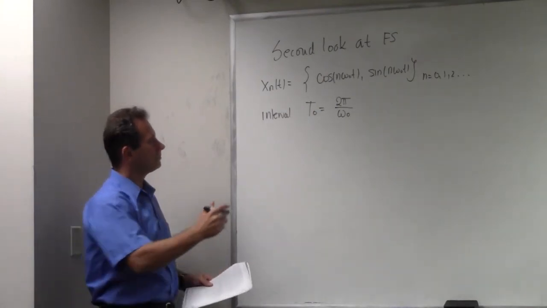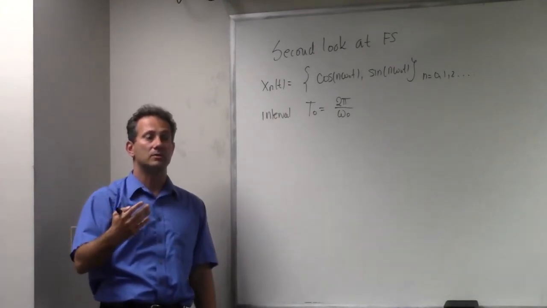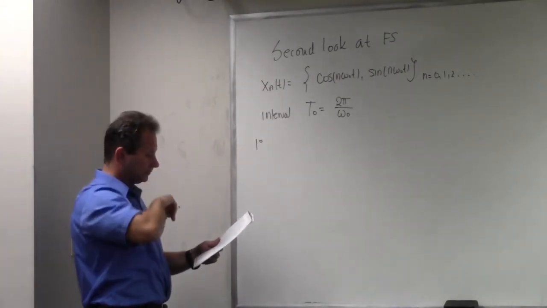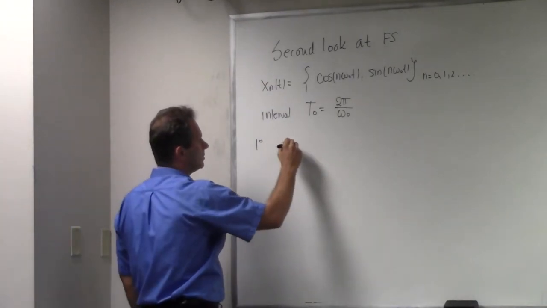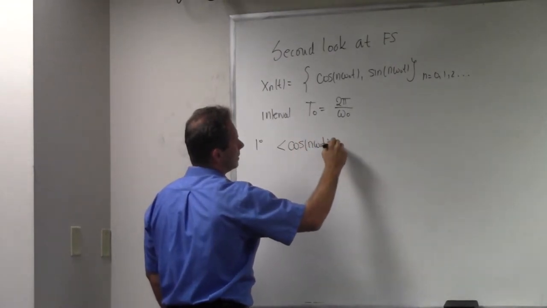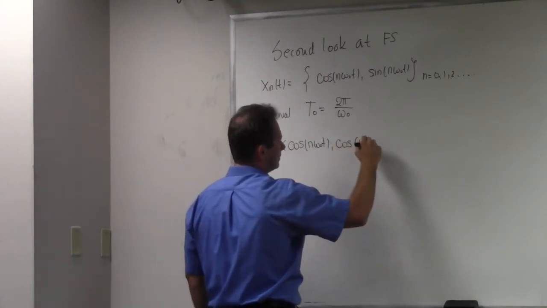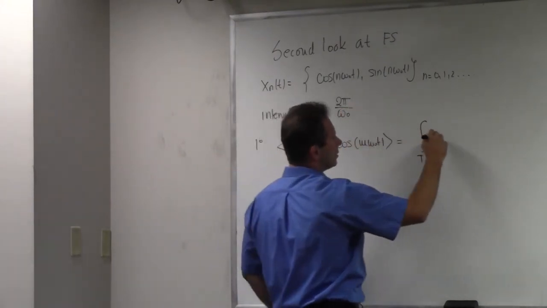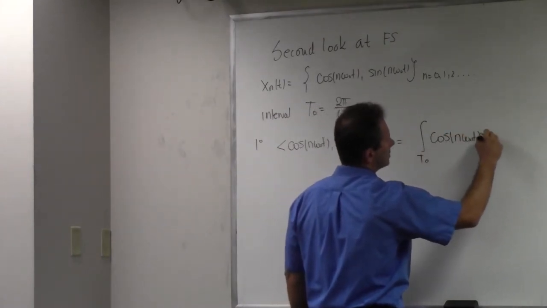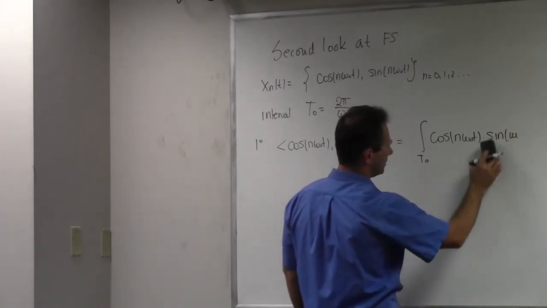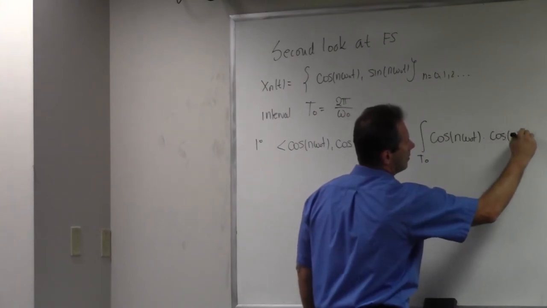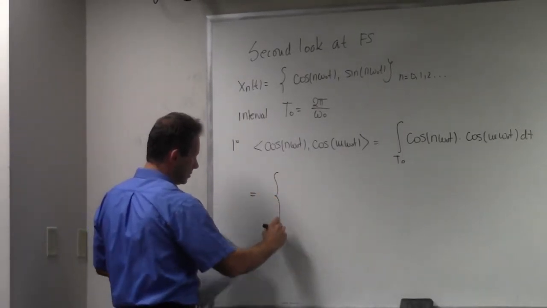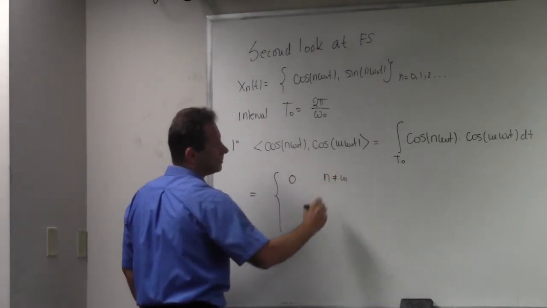Now, one thing that we demonstrate about this set is that all the elements of the set are mutually orthogonal. What does that mean? Let's take a look at it. In this case, we have two things. If I take the dot product of cosine n omega 0 t and cosine m omega 0 t, which is, remember, the integral over t0, where t0 is defined this way, of cosine n omega 0 t times cosine m omega 0 t dt, then with some math, you can easily show that this is equal to 0 if n is different than m.